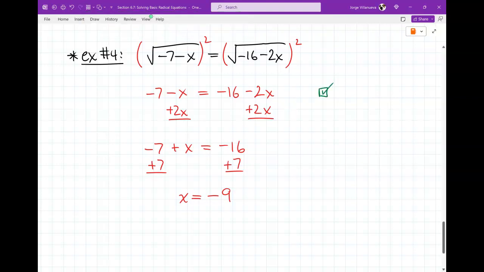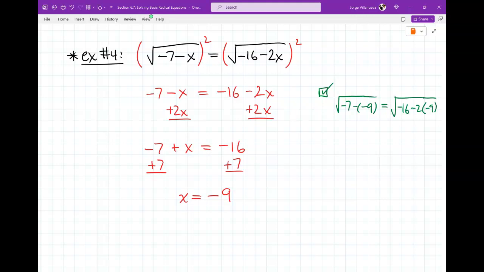Let's do my check step right here. So x is negative 9. I'm going to plug it in, and I'm going to put in a parenthesis because there's signs and stuff all over the place. So here we go. Square root of negative 7 minus negative 9 is equal to square root of negative 16 minus 2 times negative 9.